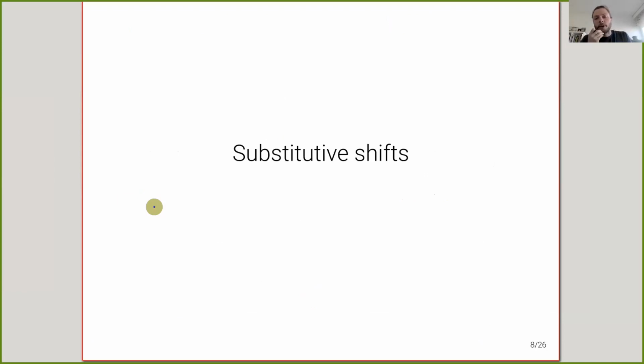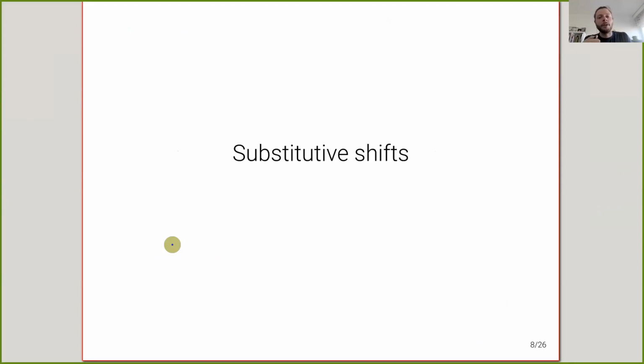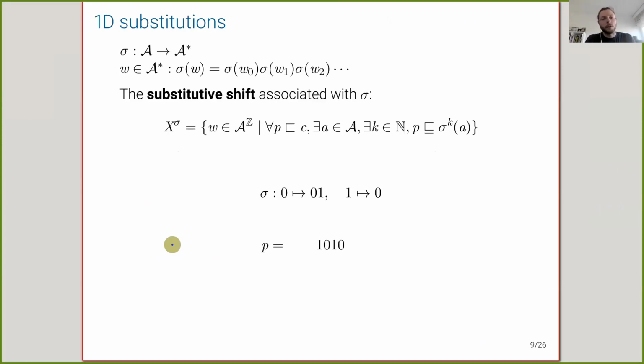So why did I go into the direction of substitutive shifts in particular? It's because a lot of aperiodic tilings, as I mentioned earlier, well, not Jandel and Rao, but many aperiodic tilings are built with some kind of substitution idea. So you build some tile set that represent a sort of substitution, and when you take a fixed point of this substitution, you end up with something that cannot be periodic thanks to the substitution. Well, we will see how the substitution works just right now.